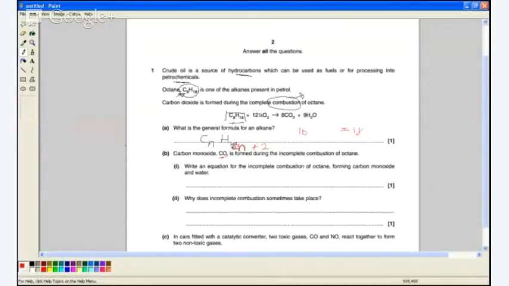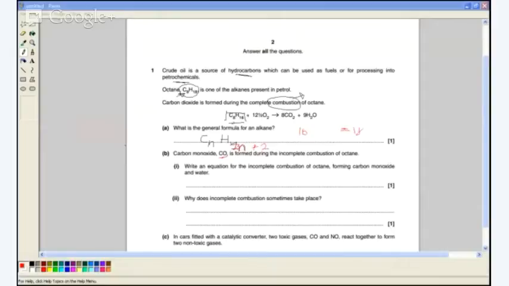Carbon monoxide is formed during the incomplete combustion of octane. I don't know why I said carbonyl. Write an equation for the incomplete combustion of octane forming carbon monoxide and water. So let's have a look.